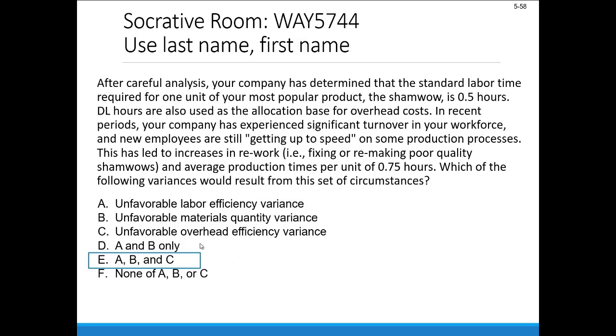And then finally, C was an unfavorable overhead efficiency variance, and that relates directly to A. Again, labor hours was the allocation base for overhead. Right now, these things are taking a bit longer than the standard says they should to produce, so we also could have the unfavorable overhead efficiency variance there as well.